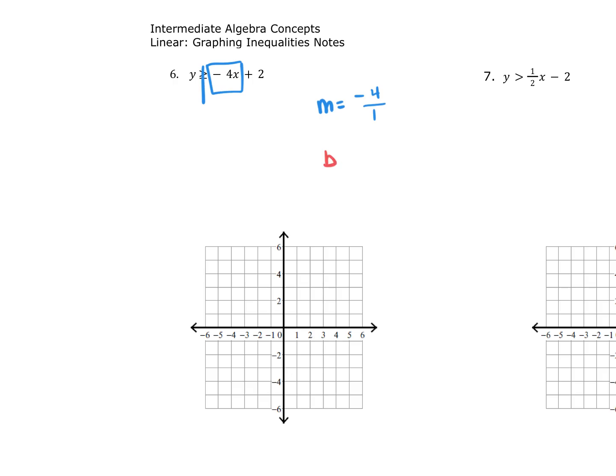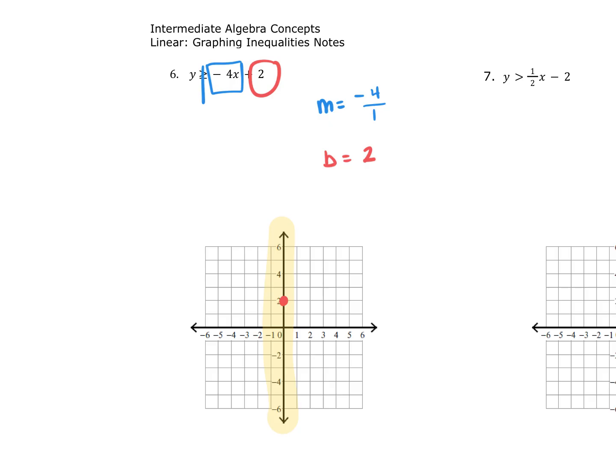And then I have to determine my b, which is where I start. And that is the number that's all by itself. It's a +2, so I'm just going to put a +2 right there. So then on this y-axis, I'm going to put my first dot on a +2. So my first dot goes there, and then my slope tells me I'm going down 4 because it's a -4. And then that 1 on the bottom is positive, so I'm going to go in the positive direction 1.